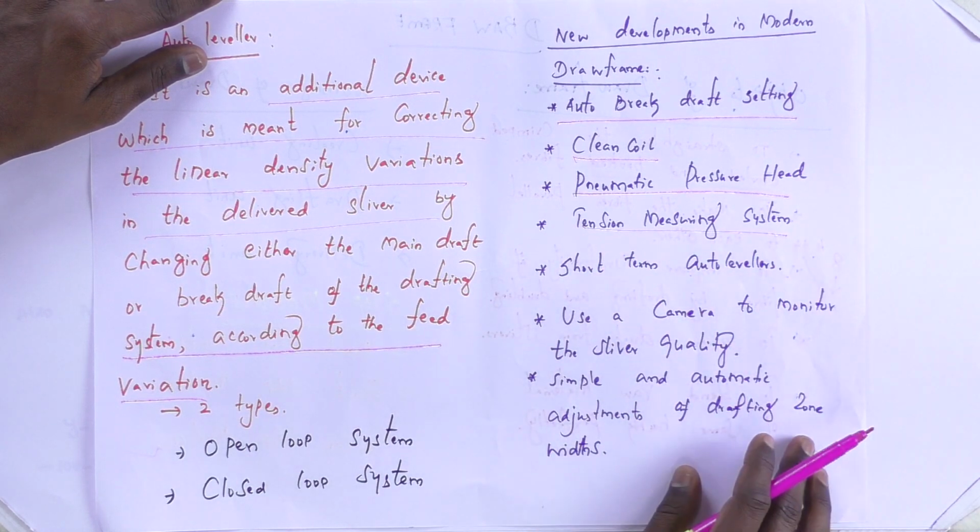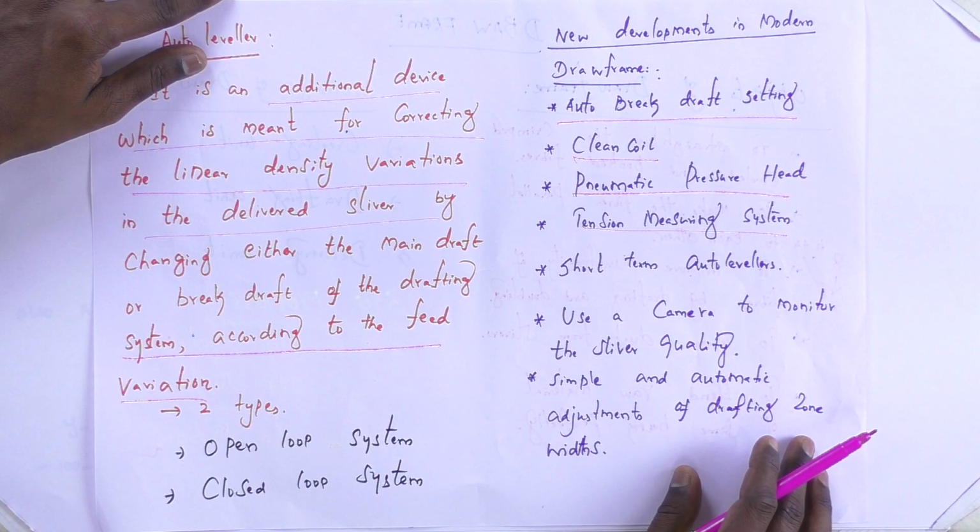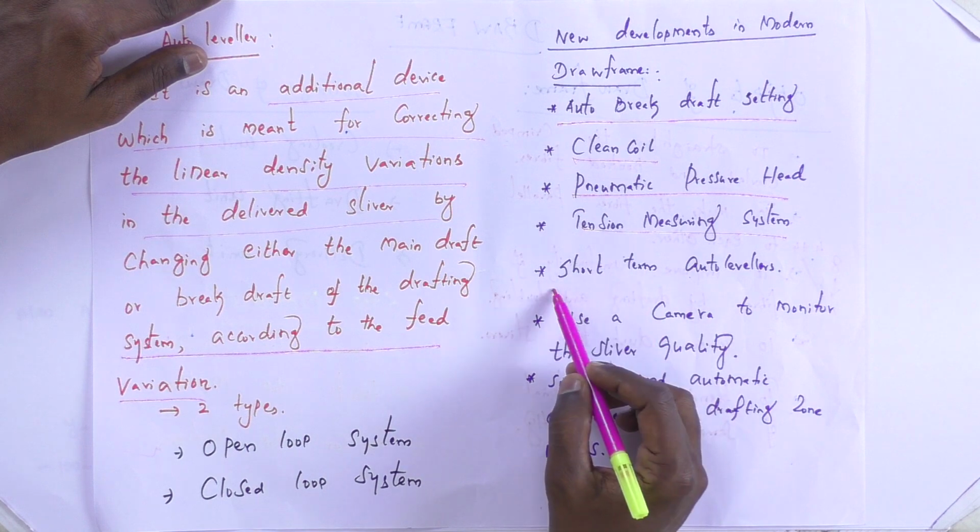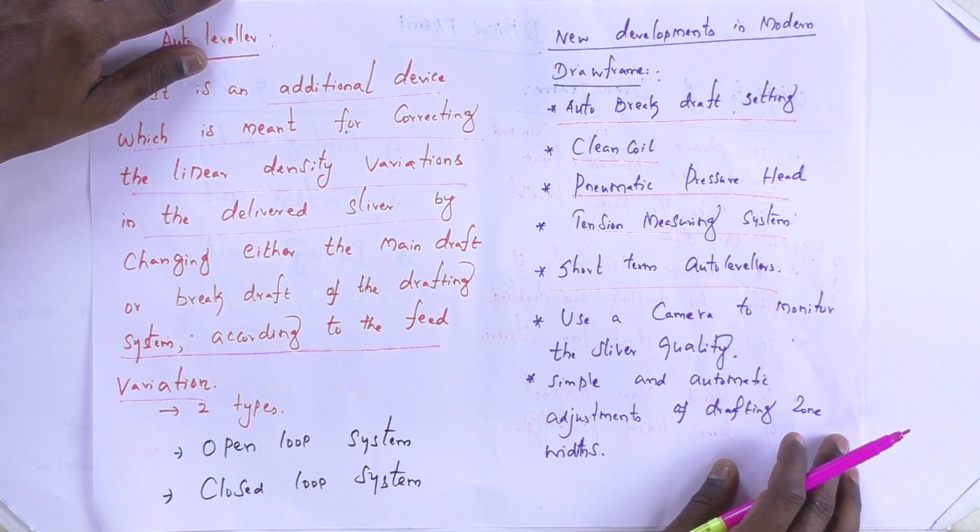Tension measuring system. When the material is passing from the carding can to the drafting system, uniform tension should be maintained. Otherwise, stretching of the slivers takes place, which causes thinning in the output sliver. So quality variation and count variation take place. In order to avoid that, the tension measuring system is available in the modern draft frame. The short term auto leveler: we know very well about the auto leveler, which removes the count variation or hank variation present in the input material. The short term auto leveler is also available in the modern draft frame.